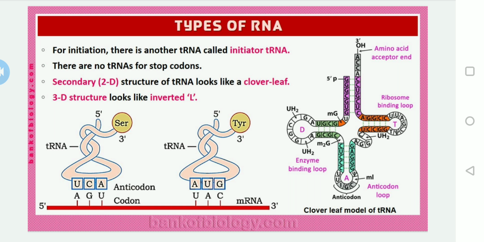Today we discussed in detail the genetic code, its features, properties or general characteristics. After that we studied the types of RNA, and also the tRNA as an adapter molecule and the structure of tRNA as an adapter molecule.